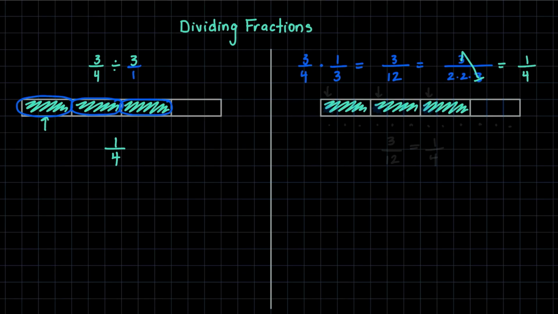Okay, 3/4 times 1/3 means take each fourth and split it into thirds, and take 1 of each of the thirds we have. How many equal sized pieces? 1, 2, 3, 4, 5, 6, 7, 8, 9, 10, 11, 12. Our denominator is 12. How many do we have? 1, 2, 3. And we already know 3 over 12 simplifies to 1/4.